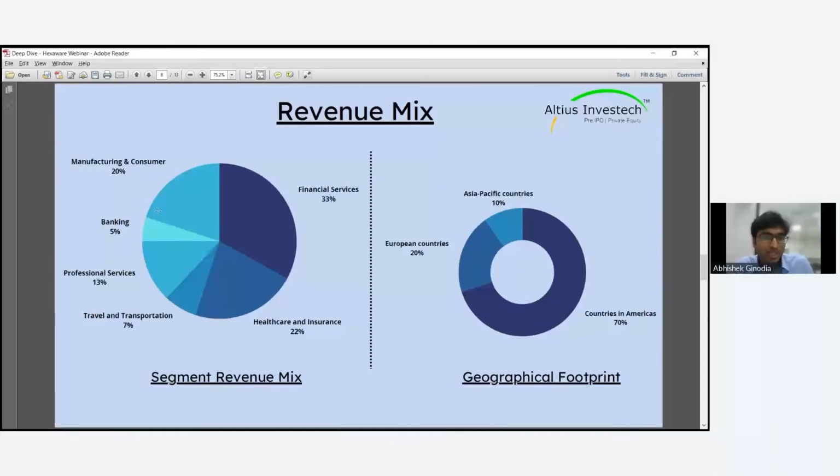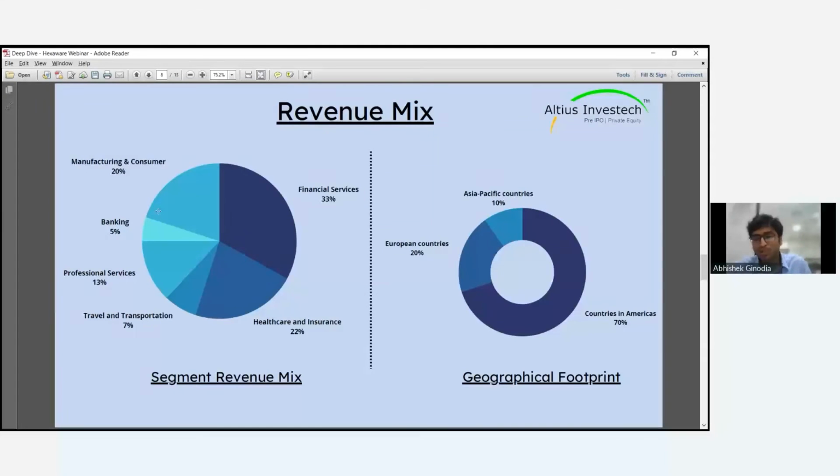Travel and transportation, I think, had a degrowth as compared to last year, but thankfully it contributed a very small percentage to Hexaware's total turnover, so it did not impact the entire balance sheet by a huge margin. In terms of geographical footprint, it roughly has a 70% dependency on revenues from the Americas. European countries have a roughly 20% mix, and APAC contributes 10% to its entire revenue mix.